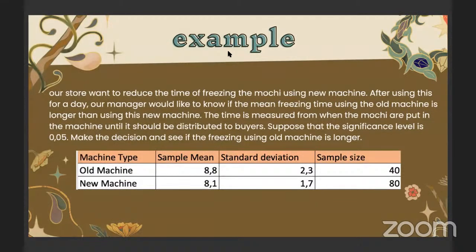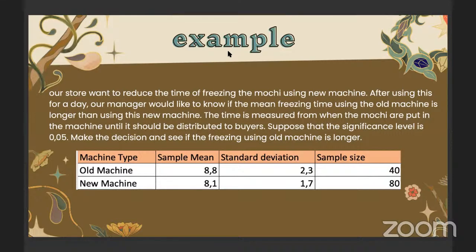Our store wants to reduce the time of freezing the mochi using a new machine. After using this for a day, our manager would like to know if the mean freezing time using the old machine is longer than using the new machine. The time is measured from when the mochi are put in the machine until it is ready to be distributed to the buyers. Suppose that the significance level is 0.05. Make the decision and see if the freezing using the old machine is longer.